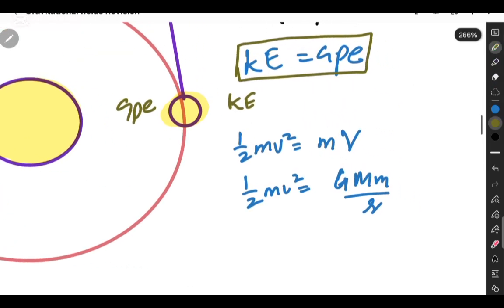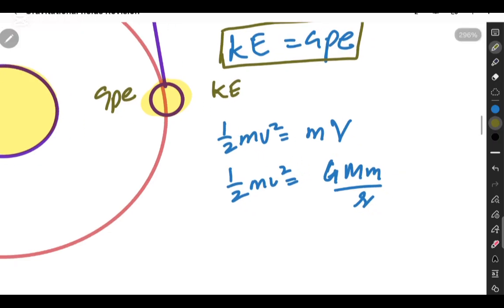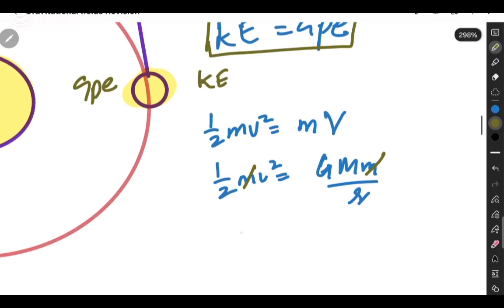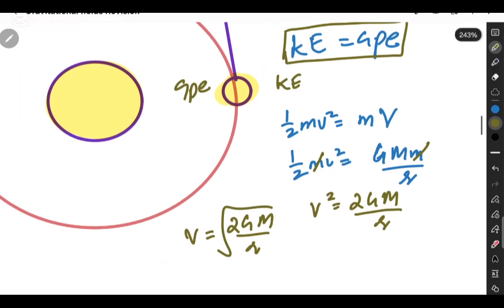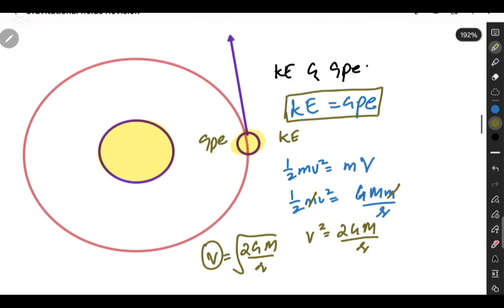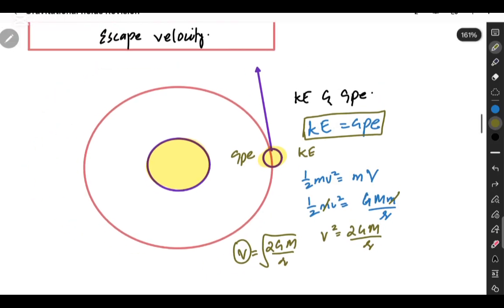I cannot square root both sides because I want to make v the subject. M cancels out. I get v squared equals 2GM over r. And now I can square root: v equals the square root of 2GM over r. So at this velocity, this is escape velocity, the object will go away. That's another very important concept.